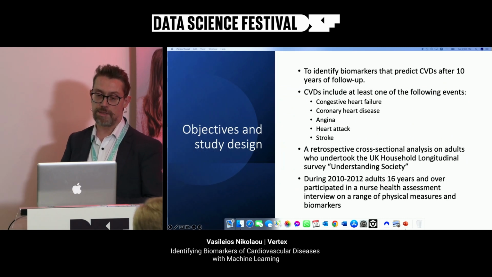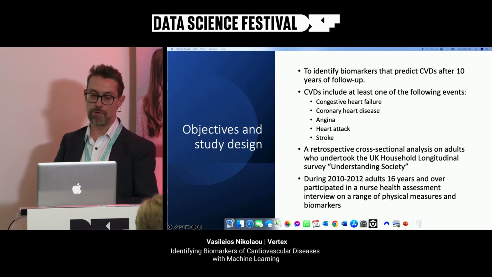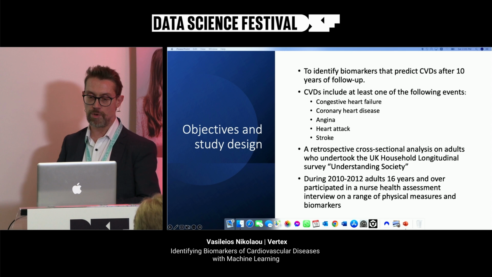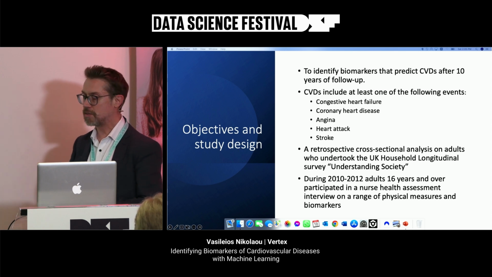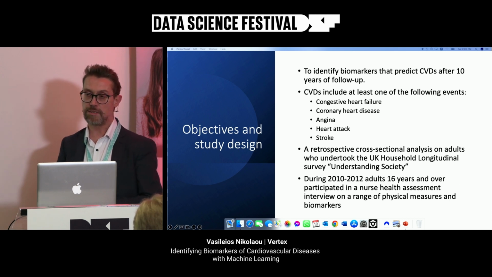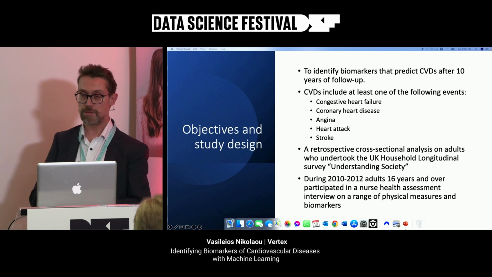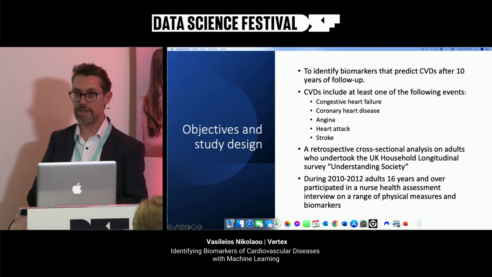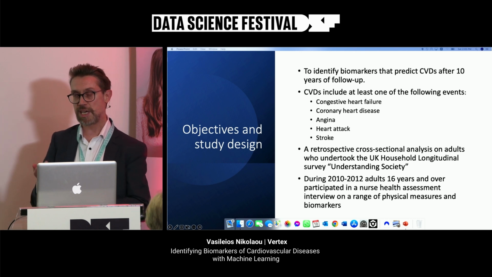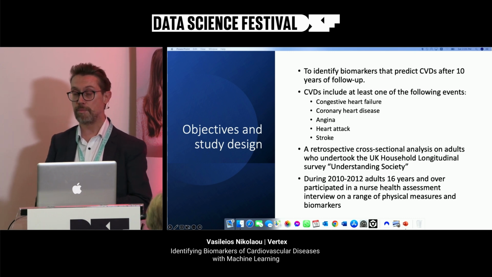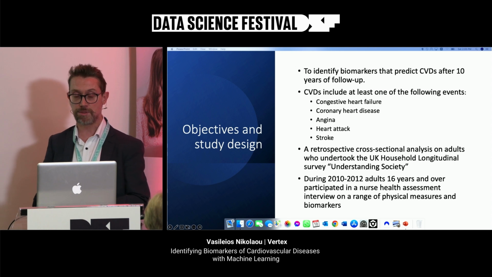The study that I'm talking about is part of the UK household survey, which is called Understanding Society. It has run since 2010 until now. In 2010-12, it's the baseline where adults 16 years and over take health assessments where they provide the lifestyle characteristics as well as the biomarkers through routine blood tests.